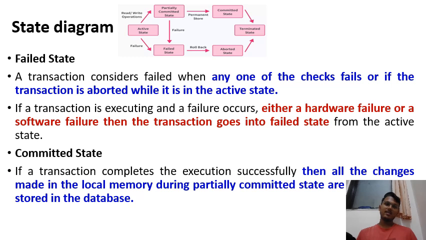Failed state: the transaction is considered failed when any one of the checks fails or if the transaction is aborted while it is in the active state. If while the transaction is executing a failure occurs, either a hardware failure or a software failure, the transaction goes into the failed state from the active state. Committed state: if the transaction completes execution successfully, then all the changes made in local memory during the partially committed state are stored in the database.